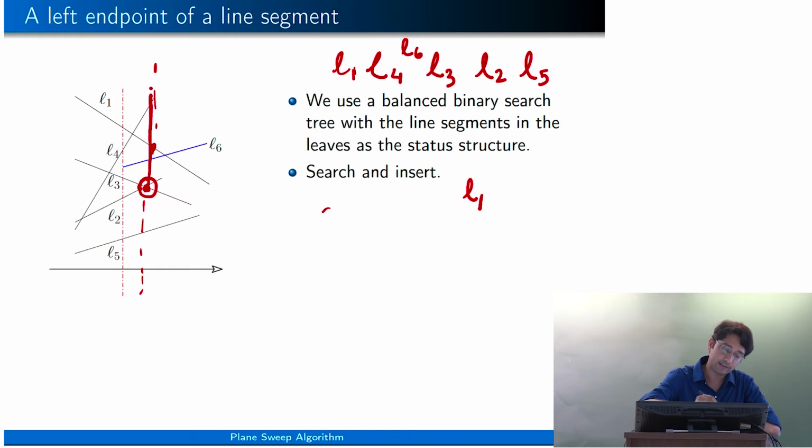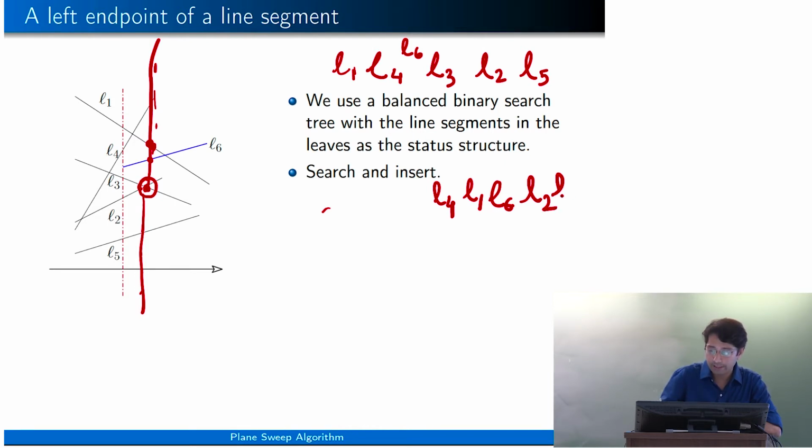So this is the intersection, right? This is which line? This is L6. Sorry, my bad. L4, L1, L6, sorry. Then what do I have? L2, L3, L5, right? Now I will check whether L3 intersects with L5 or not, right?